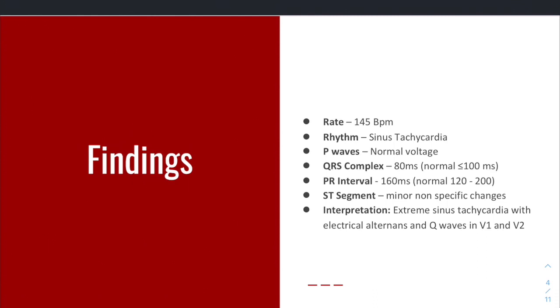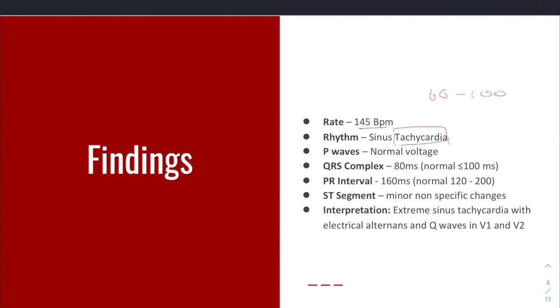I'd say 145 beats per minute, but we were in the right ballpark. This is at 145 beats per minute, this is a tachycardia. Remember, because our normal rate is between 60 to 100, so anything above 100 is going to be tachycardia.